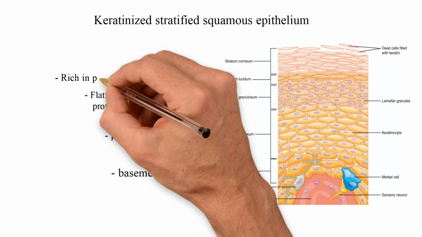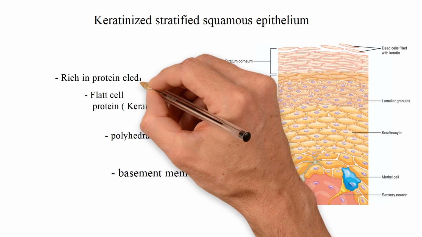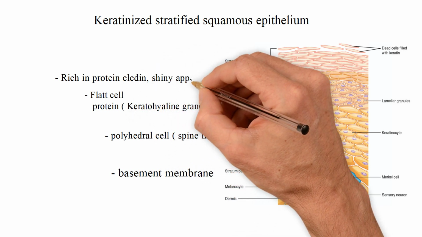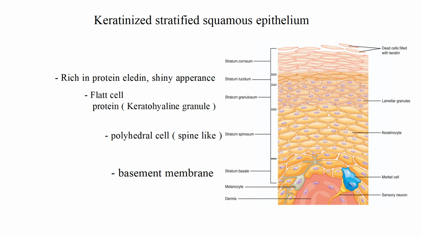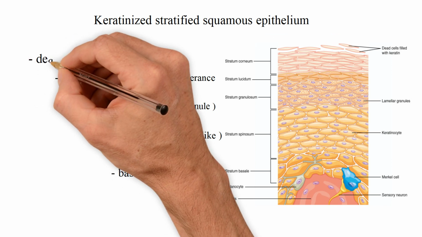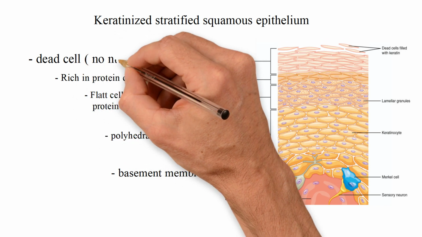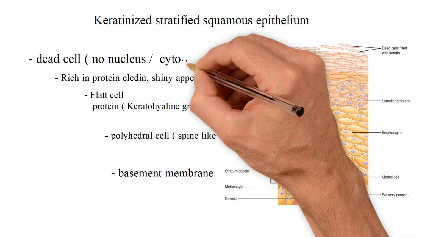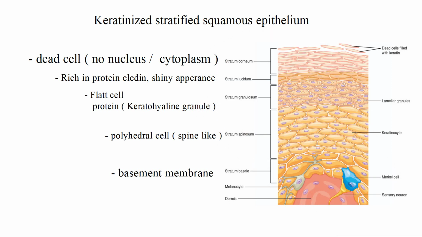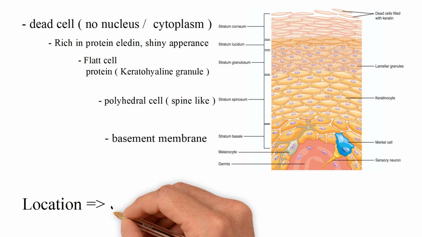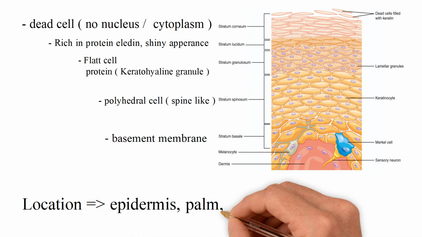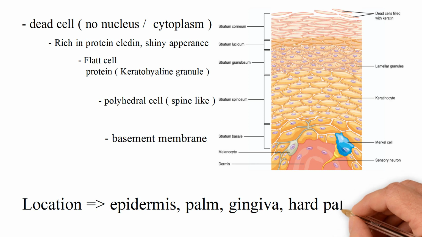Then we have the next layer, which is stratum lucidum. The main function of stratum lucidum is that it secretes a protein, eleidin, which gives a shiny appearance to the skin, and it is present only in the non-hairy part of the skin. Then the topmost layer of keratinized epithelium, the stratum corneum, is made up of dead cells that contain no nucleus, no cytoplasm. This layer contains a protein called keratin which makes the keratinized epithelium waterproof. Keratinized epithelium is present on the epidermis of the palm of the hand and sole of the foot and in masticatory mucosa.